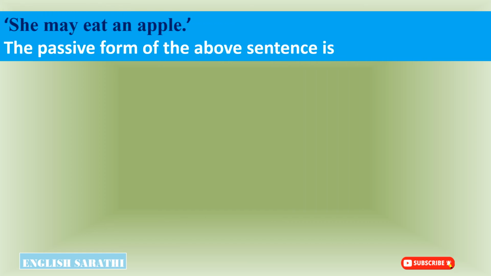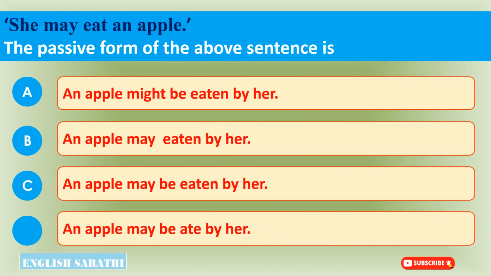She may eat an apple. The passive form of the above sentence is. Look at the following options. Option A. An apple might be eaten by her. Option B. An apple may be eaten by her. Option C. An apple may be eaten by her. Option D. An apple may be ate by her. The correct option is option C. An apple may be eaten by her.